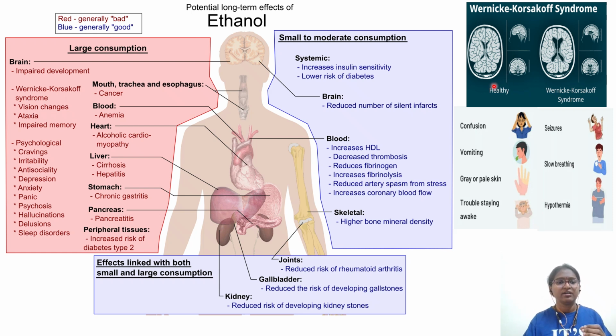Also understand that upon alcohol consumption you can have different types of cancer, like mouth cancer, trachea and esophagus cancer, and liver problems. Chronic consumption will cause cirrhosis and hepatitis. Pause here and read about psychomotor effects, which we understood. Irritability, depression, anxiety, psychosis, and hallucination will be there. They have also given the effects linked with both simple and large consumption, and which organ it is going to have an adverse effect on.